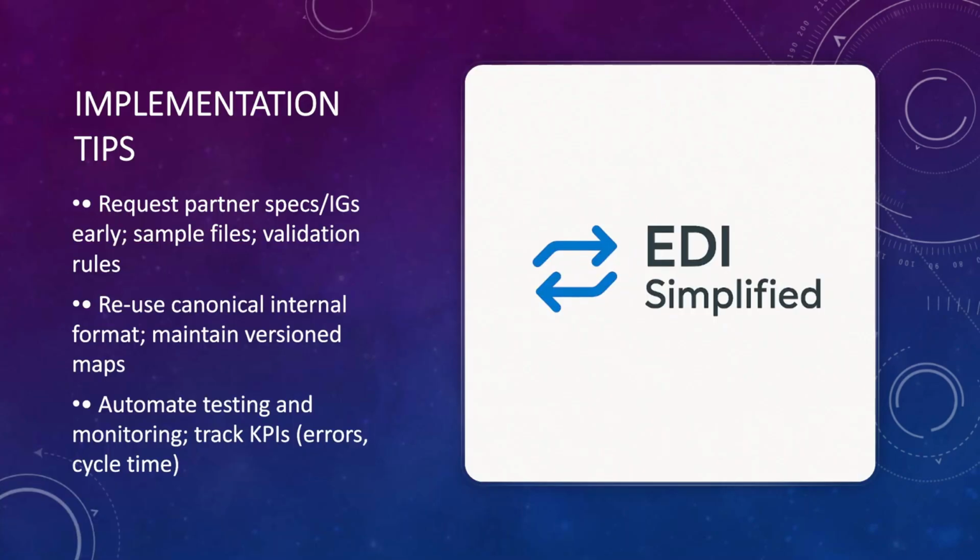When implementing EDI, preparation is key. Always request partner specifics and sample files early. Use a canonical internal format so multiple standards can map to the same internal structure. Automate testing, validations, and monitoring, and track KPIs like error rate and cycle time. Good EDI isn't just about sending files, it's about reliability and visibility.